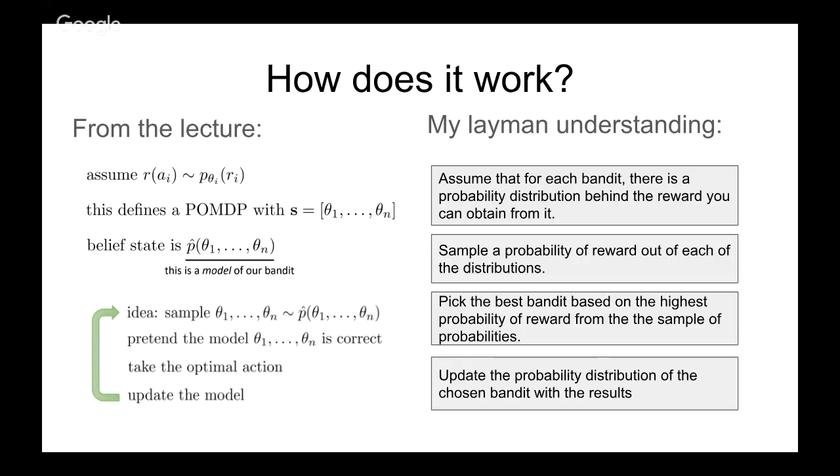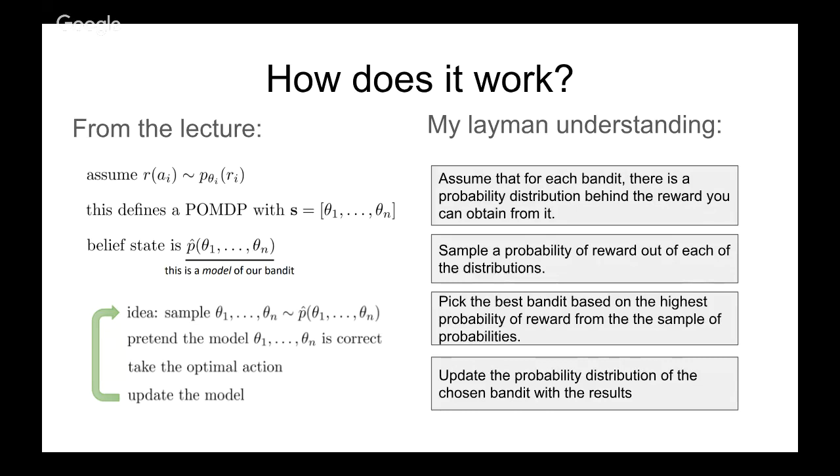I'm just thinking, does everyone have the same understanding of how this is how probability matching would work? So why don't we take some time to think about it? As a group, collectively, do we agree with what's on the right-hand side of Shrikant's slide? So again, assume that for each bandit, so for each machine, we have a probability distribution behind the reward. Then we want to sample a probability of reward out of each of the distributions.